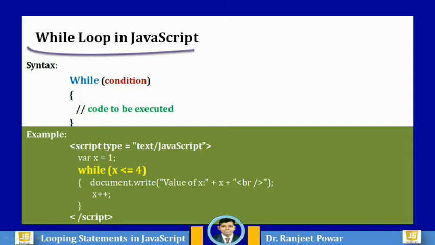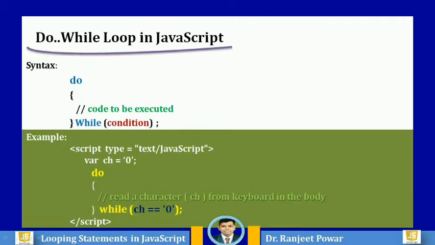Inside the while loop, the condition should include the statement that will end the loop at some point of time. Otherwise, your loop will never end and your browser may crash. In this example, you can see the while loop is used to print the value of x from 1 to 4.